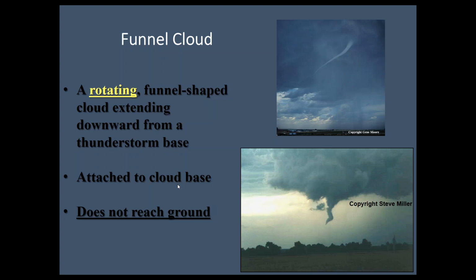But a funnel cloud is simply a cloud that's extending out. It's rotating, funnel shaped. It's attached to something. I think that's one clear thing to point out, that it is a cloud that is attached. If you see something that's not attached to something, then it makes you wonder, maybe it's a different phenomenon. But a funnel cloud is not reaching the ground at this point. It definitely means that you've got some rotation. You've got the ingredients just about all there.